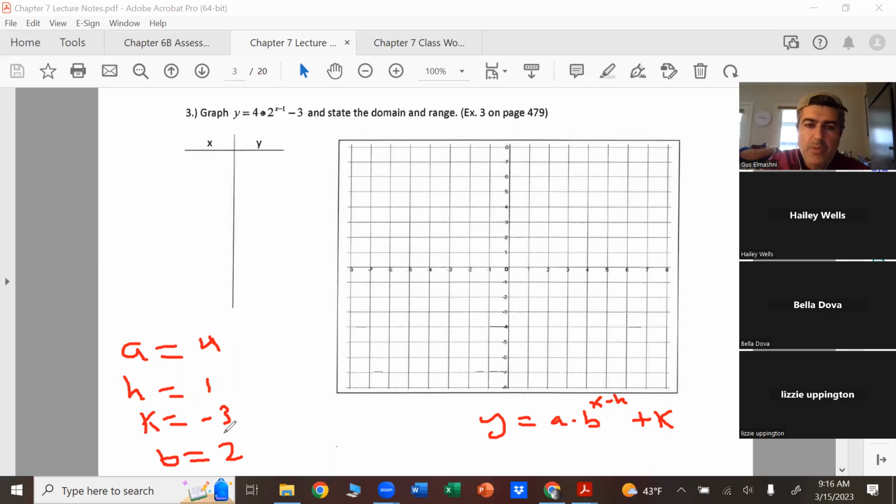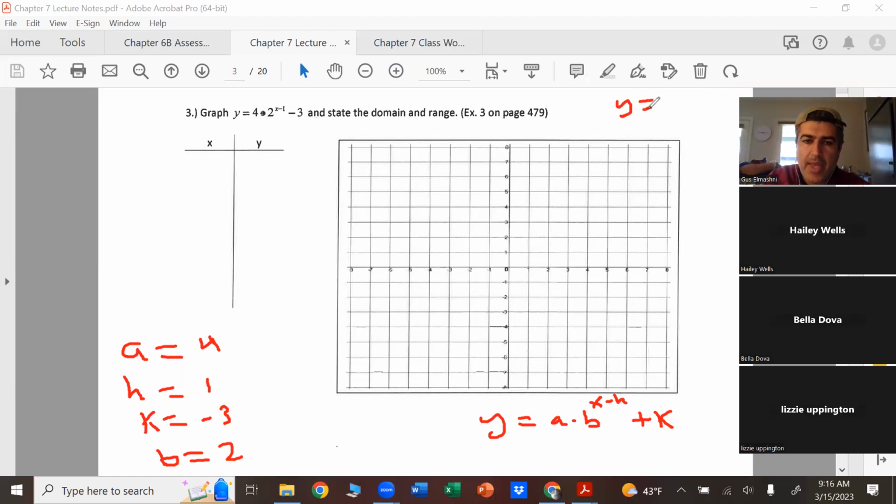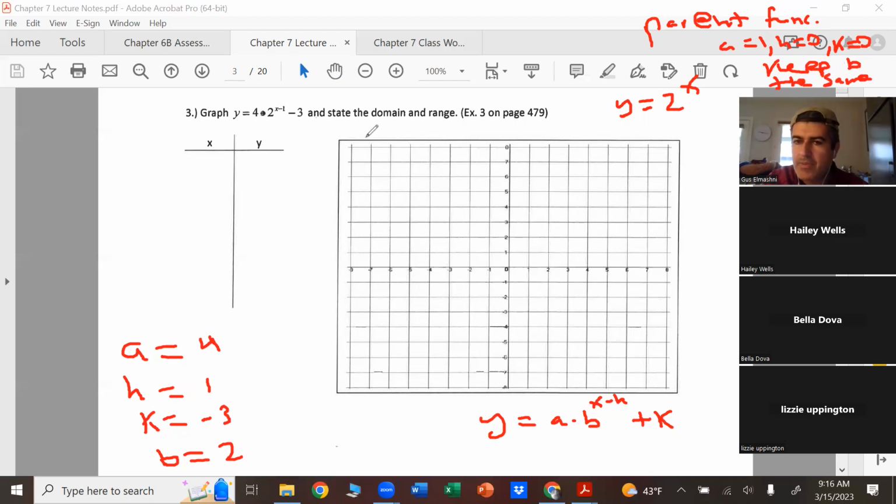Okay. So if we look at the parent function first, and then we'll make some adjustments. The parent function is when a is 1. Whenever you have a parent function, a is 1, h is 0, and k is 0. And you keep b the same. That's the parent function for any of these exponentials. Like if I had a 3 as my base, my parent function would be y equals 3 to the x. If I had a 5 as my base, or 4, it would be 4 to the x or 5 to the x, right?